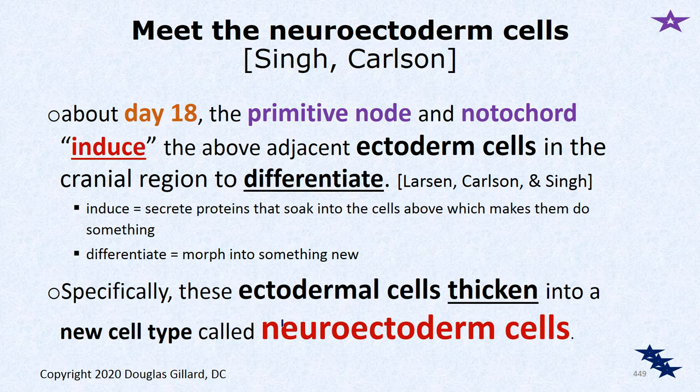they're epithelial tissue. So we need to convert that into a neural tissue. So these chemicals are these growth factors and these other proteins. They soak up and they cause the ectoderm cells above them to differentiate. It starts in the cranial region first, and the first thing that happens is the cells get really, really thick. And once they get thick, a new type of tissue is named. And as they thicken, you don't call them ectoderm cells anymore. You can see that they've changed, and that's when you call them neuroectoderm cells.